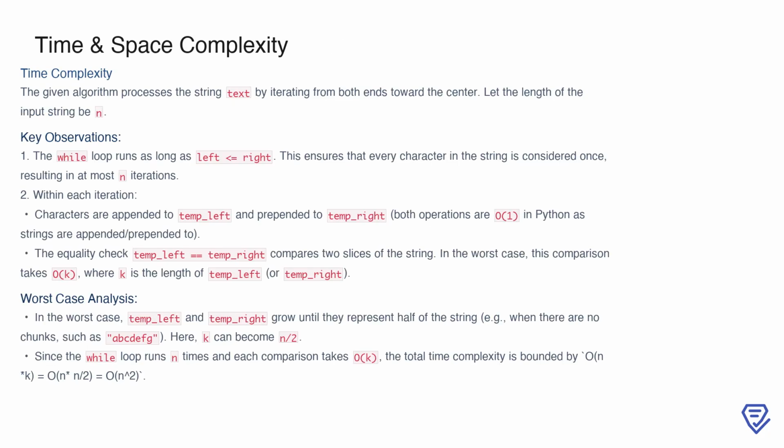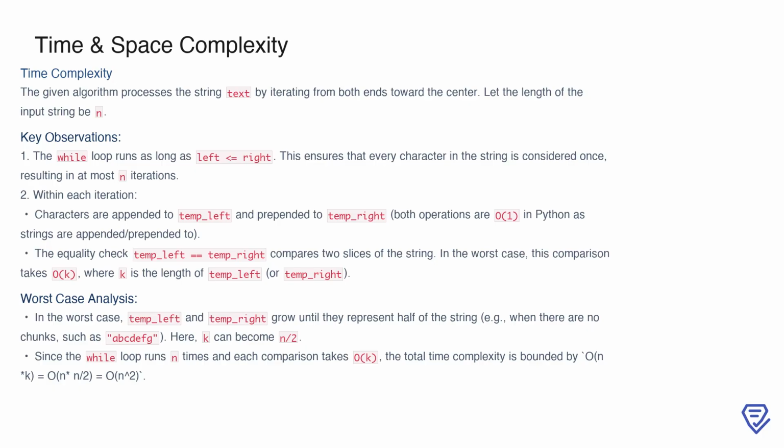To analyze the time complexity of this algorithm, we start by noting that it processes the input string text by iterating from both ends toward the center. If the length of the string is n, the while loop ensures every character is considered exactly once, resulting in at most n iterations. Within each iteration, two key operations occur. First, characters are appended to temp_left and prepended to temp_right. These operations are constant time, or O(1), in Python.